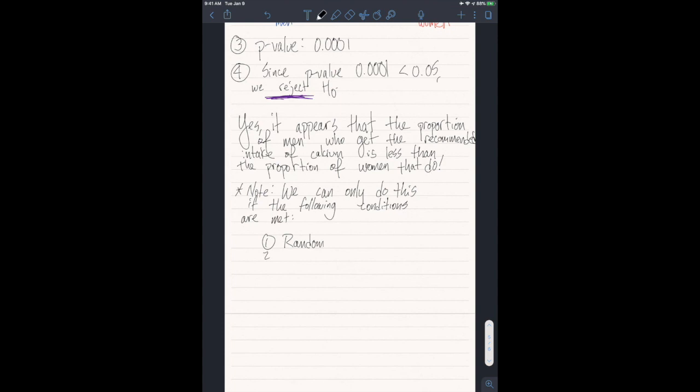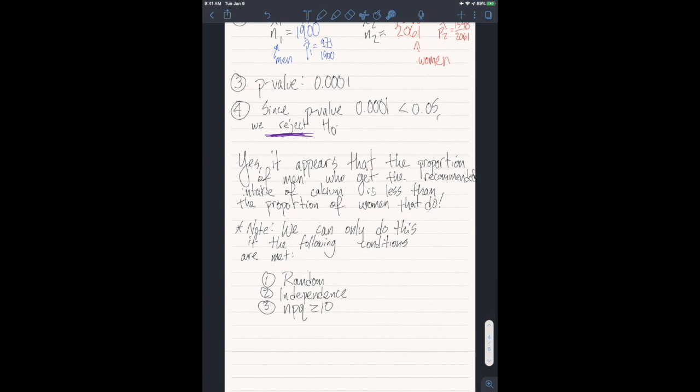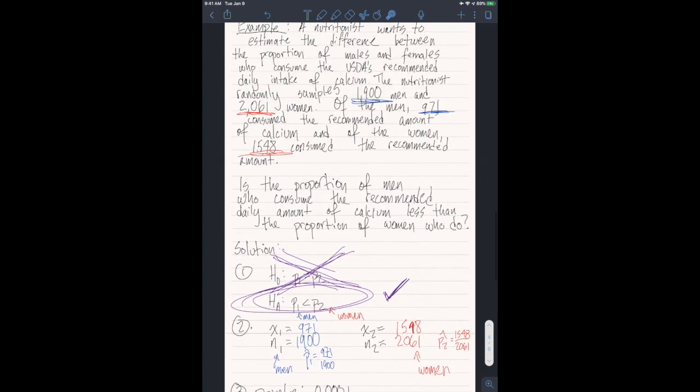Randomization, independence, and n times p times q is greater than or equal to 10. And we've seen these before, and I mentioned it back when these kinds of assumptions started being laid as groundwork. We should always be assuming these in our class, but in real life, this might not be the case, right? I think I even specified in the problem that, yeah, it was random.